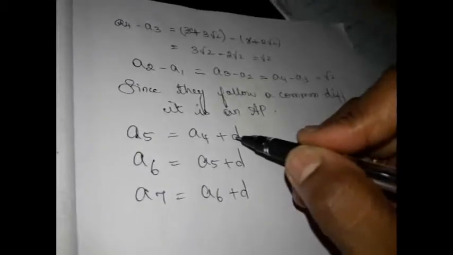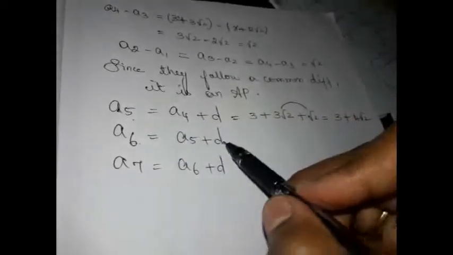Now what is your A4? A4 is 3 plus 3 root 2, and your common difference, just now we found it as root 2. So A5 is going to be 3 plus, since both are root 2, we can add, 3 root 2 plus root 2 is going to be 4 root 2, right? Now A6 is A5 plus D. What is your A5? A5 is 3 plus 4 root 2 plus root 2, which is equal to 3 plus 5 root 2. Again we can add these two.